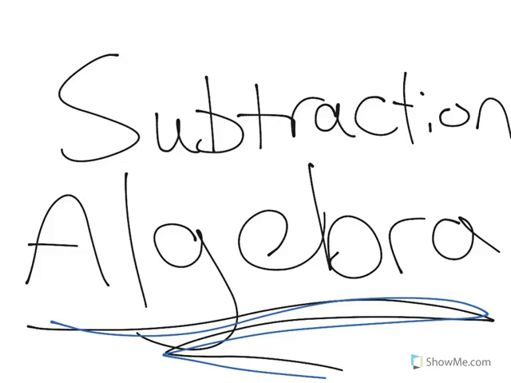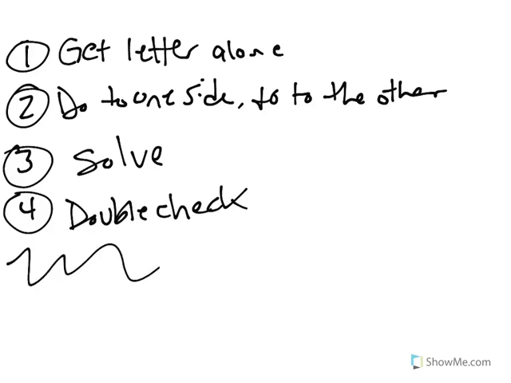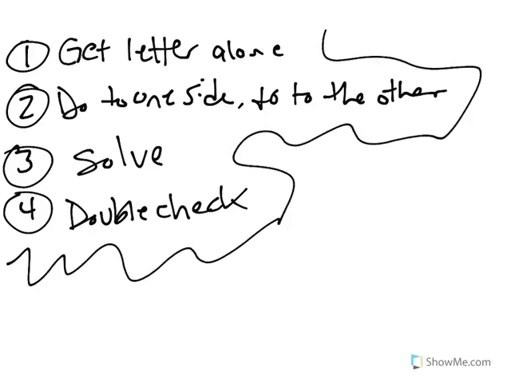This is Chapter 2, Lesson 6, Subtraction Algebra. And the beautiful thing about this is it will take only a couple minutes because it's piggybacking off of last night's lesson, so it will be very quick. You don't need to write this down because you should already have it in your notes from yesterday. But we just have our 4 steps. Get the letter alone, do it to one side, you have to do it to the other, solve, and double check. So, it's the exact same thing except our problem is going to look something like this.